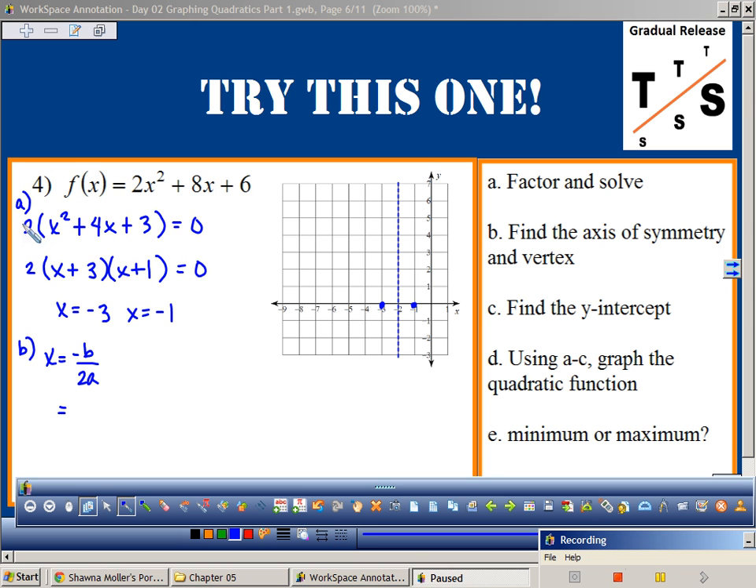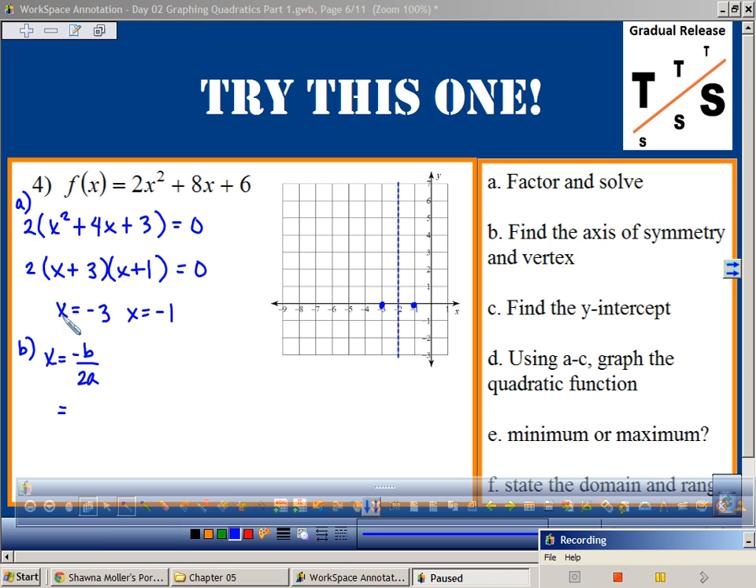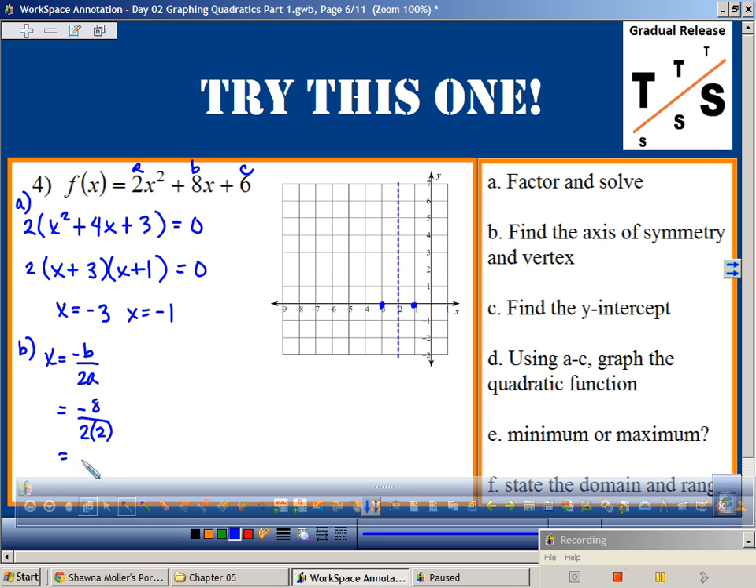Okay, so I pulled out a 2 first, so I could factor this nice and easily. Then I found that x must be -3 and -1, so I plotted -3 and -1. Then I drew in my axis of symmetry, and I'm in the process of checking it. So negative b, if this is a, and this is b, and this is c, then b is 8 over 2 times 2. -8 over 4 is negative 2. That's where I'm at, negative 2, so we're good.